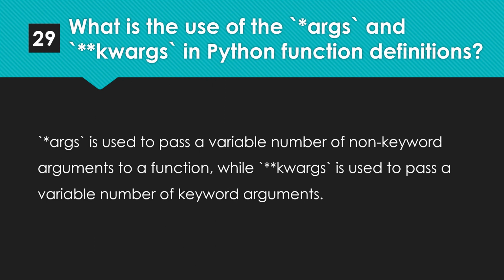What is the use of args and kwargs in Python function definitions? Args is used to pass a variable number of non-keyword arguments to a function, while kwargs is used to pass a variable number of keyword arguments.